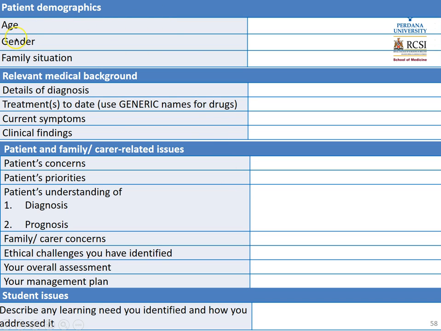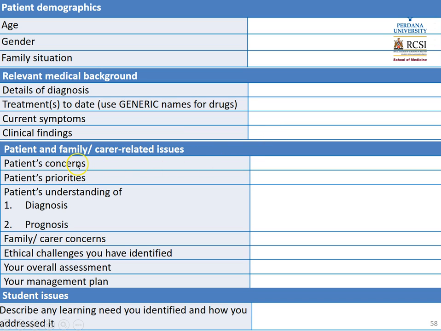So we put in age, gender, family situation, details of diagnosis, treatments to date, use generic names for drugs, look at current symptoms if there are some, and the current clinical findings and examination. Now, this examination may have been done by the palliative care physician or the nurse and not by yourself, but just annotate here what was found.